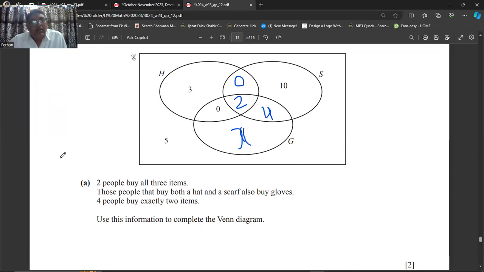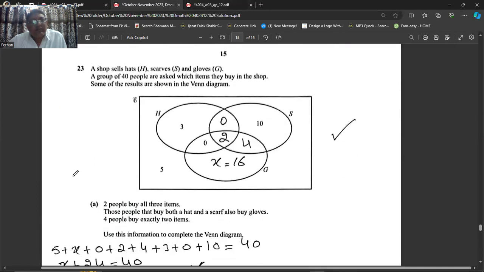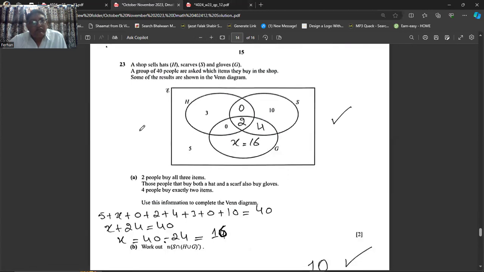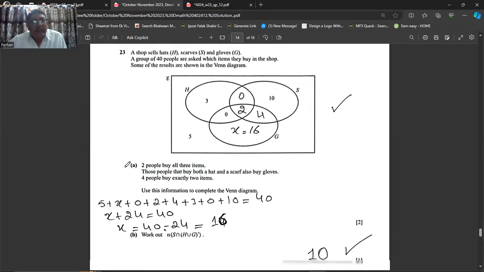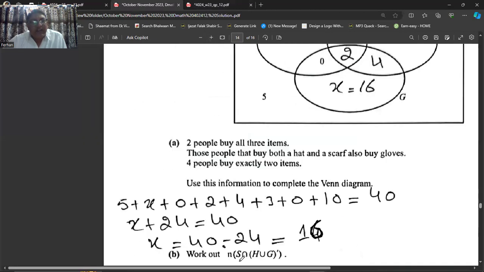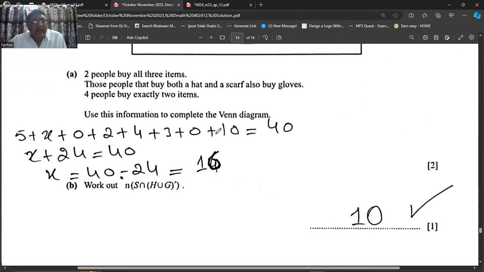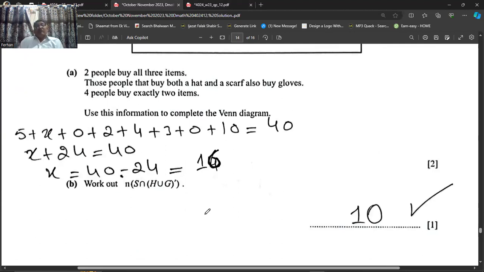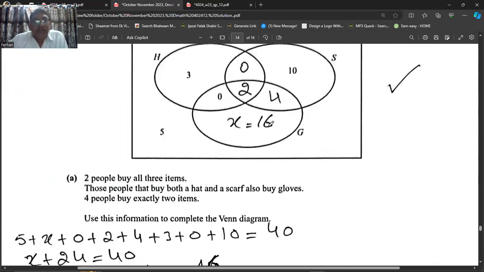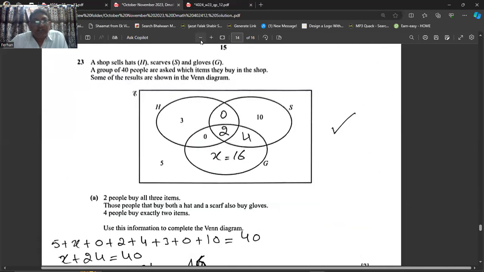So let me show you. I have done this on the paper. So add these all: 3 plus 0 plus 10 plus 4 plus 2 plus 0 plus x plus 5 equals 40. And from there, I can find out the value of x. So you will have x plus 24 equals 40. So x will be equal to 40 minus 24, so that will be 16. And that means 16 will come here. So this is how you complete this.